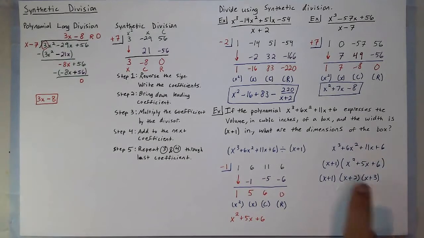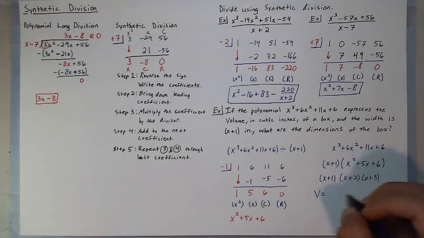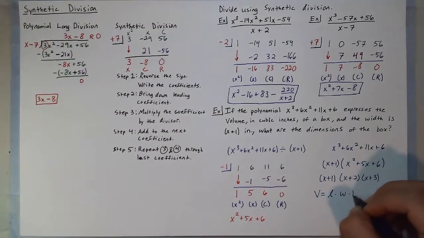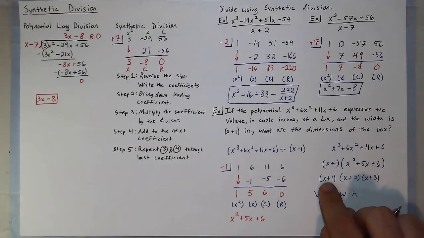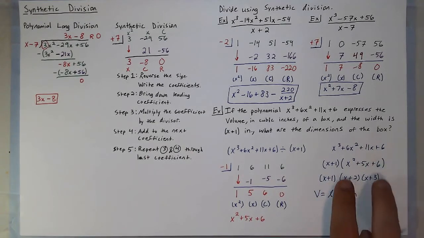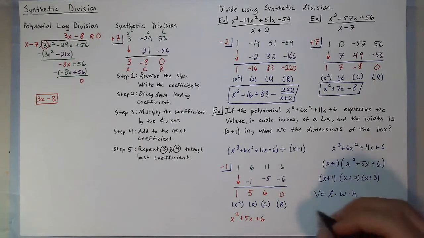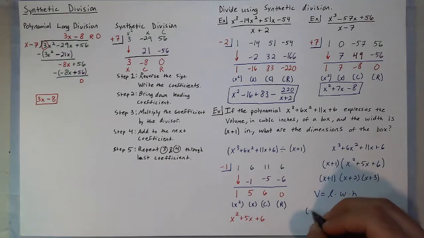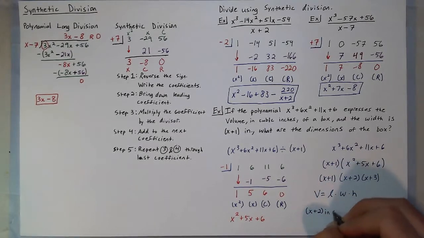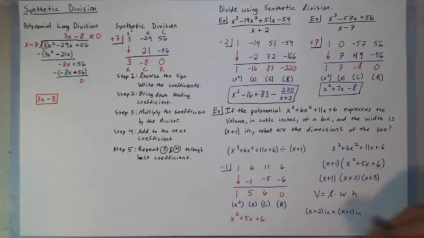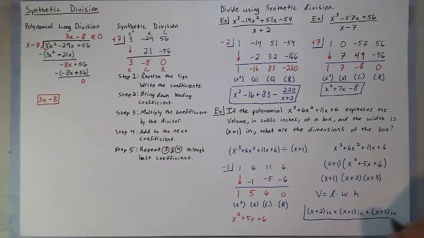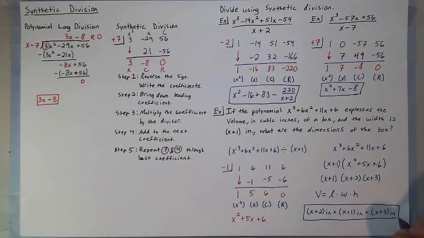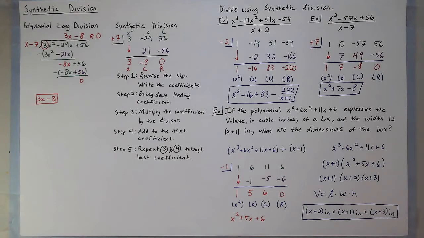And now I have three factors multiplying, which normally when you want to find the volume, you would think length times width times height. And I already know that the width is x plus 1, so the other two dimensions should be x plus 2 and x plus 3. So the dimensions of the box will be, just to put the width in the middle, x plus 2 inches by x plus 1 inches by x plus 3 inches. So if I was given any value for x, I could find the volume of that box. And that is how you use synthetic division.